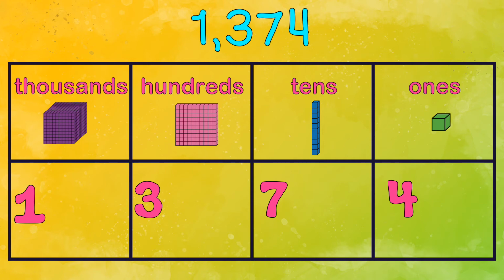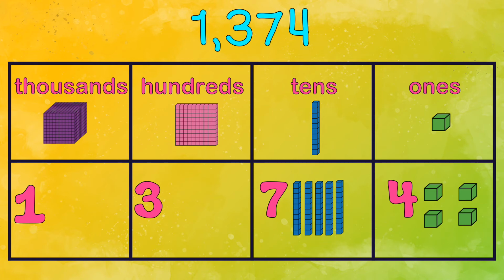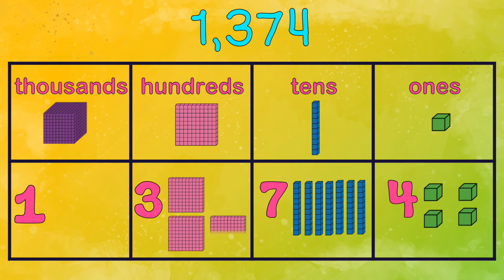The 4 in the ones place represents 4 ones blocks. The digit 7 represents 7 tens blocks. The digit 3 represents 3 hundreds blocks. And the digit 1 represents 1 thousands block.